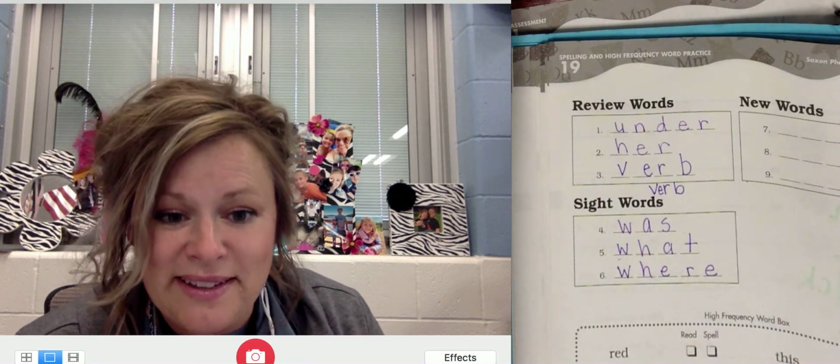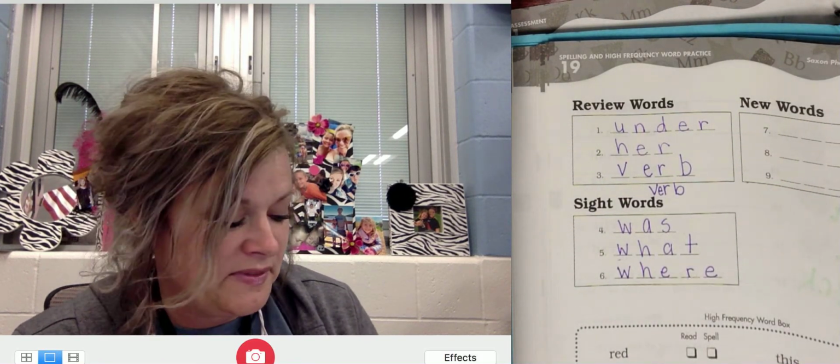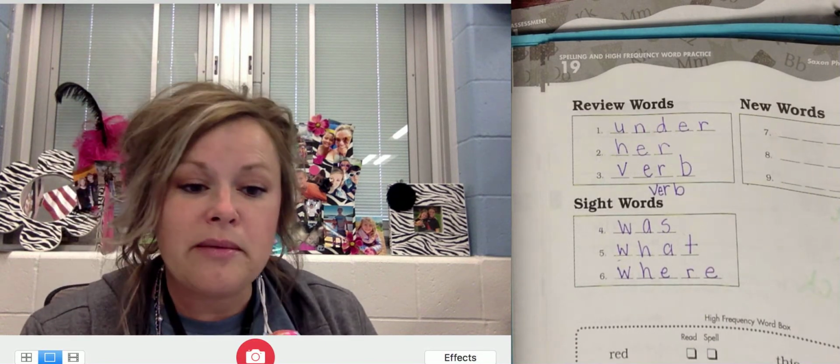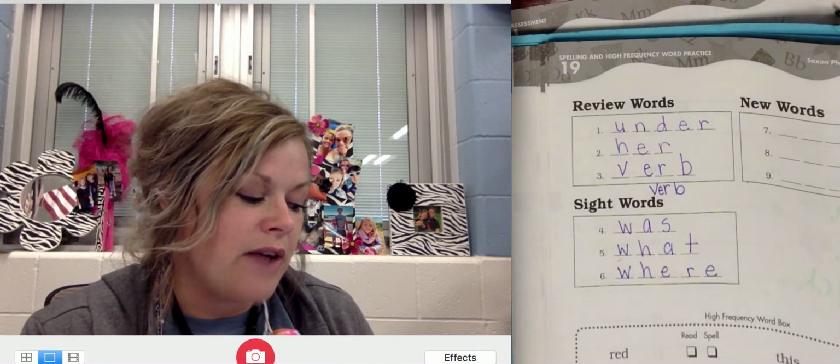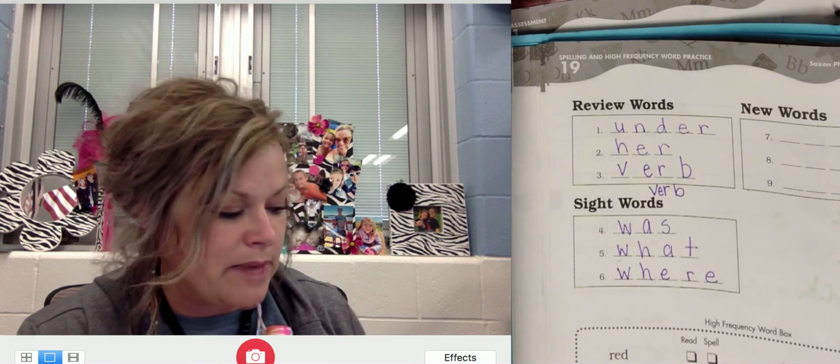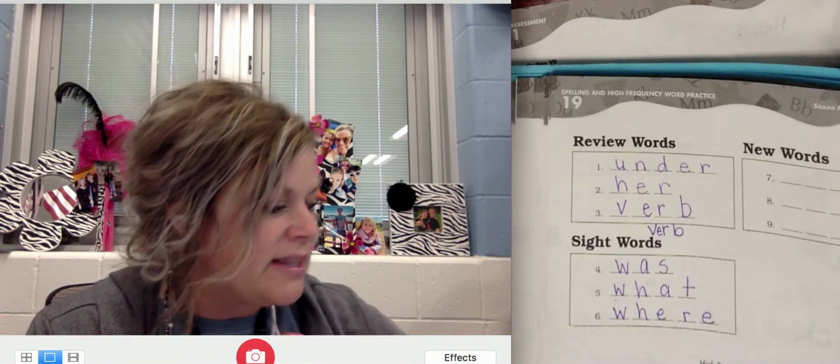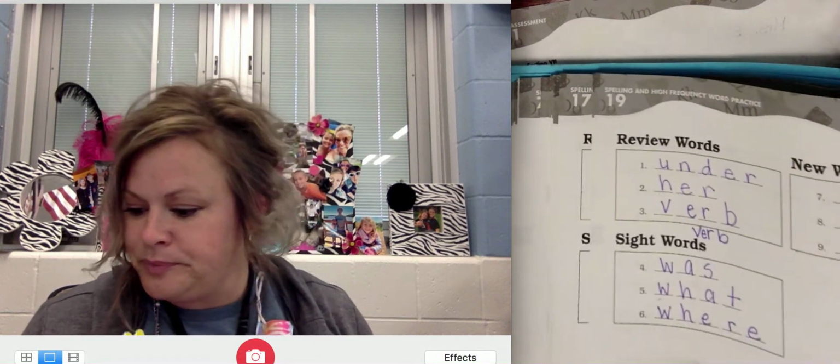And then check with mine. All right, friends, with your family at home, your at-home teacher, check your high-frequency word box, say and spell. We're going to move on to the lesson of the day.